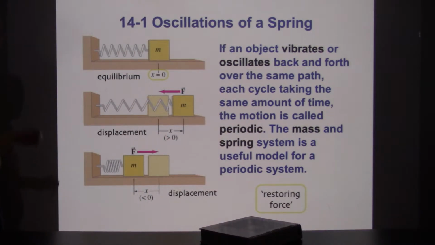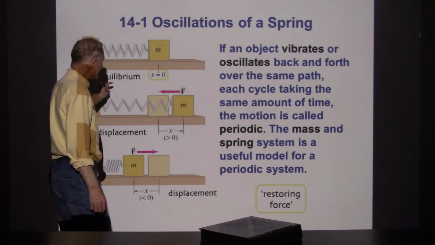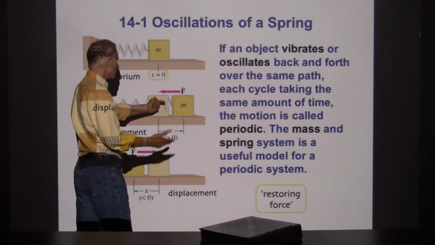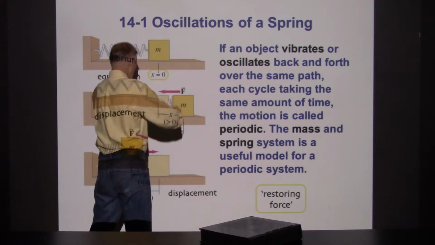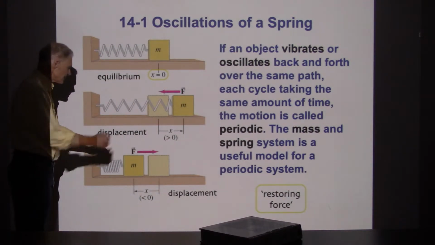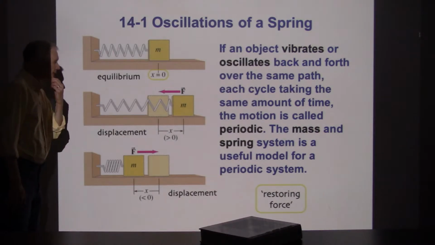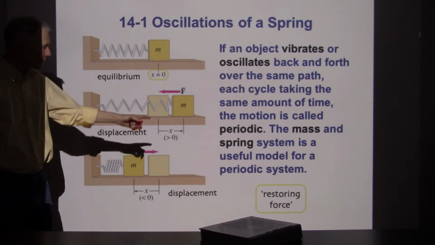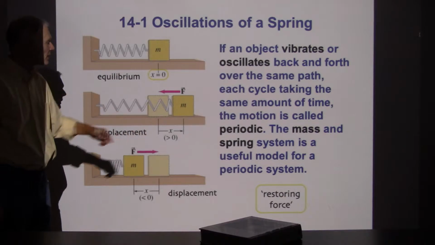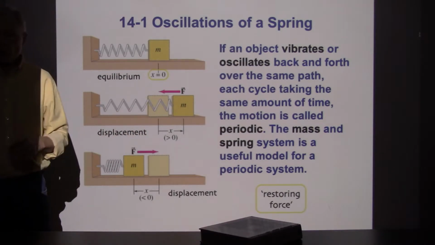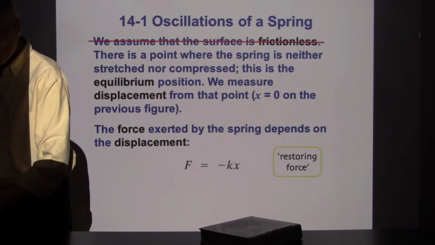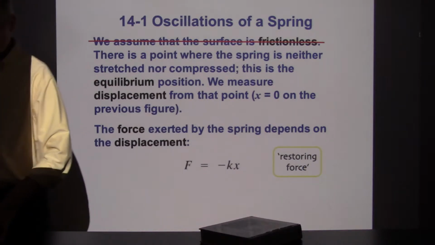Earlier, when we looked at springs, we listed this force as F equals minus kx. So if x is in the positive direction, the force is in the negative direction. If x is in the negative direction, the force is in the positive direction. For an ideal spring, this restoring force, as we call it, is proportional to the displacement. That's where we're headed.